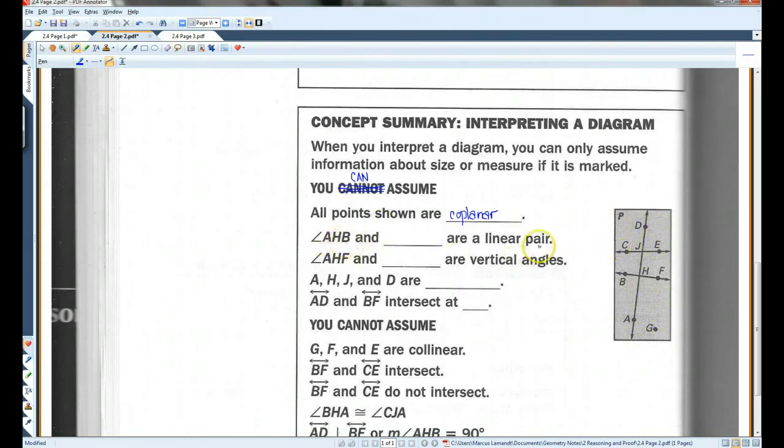Angle AHB, that's this angle here, and angle BHJ are a linear pair. From the diagram, you can tell that those two angles make a straight line, so you know that they're a linear pair. Angle AHF and angle BHJ are vertical angles. That is something you can assume from the diagram. It's obvious from the diagram that these two are vertical angles.